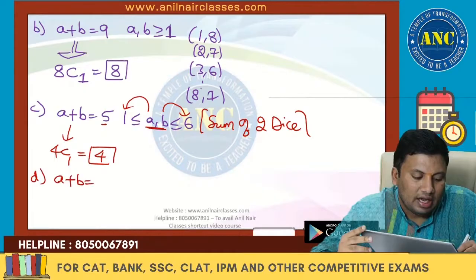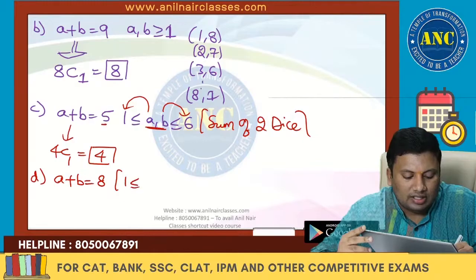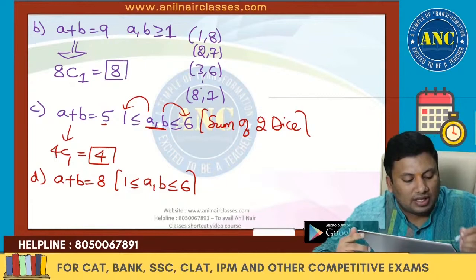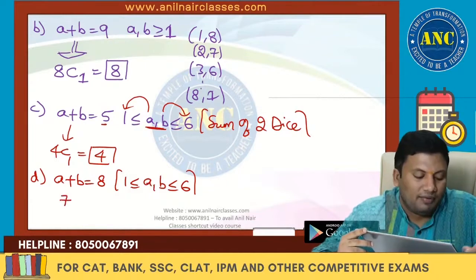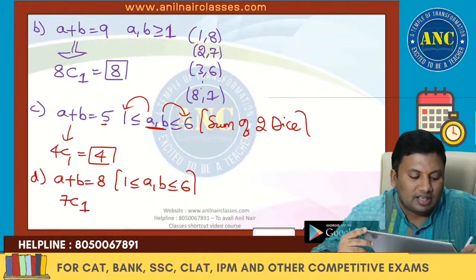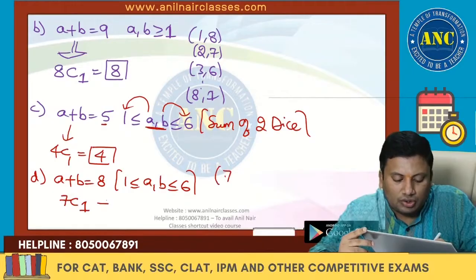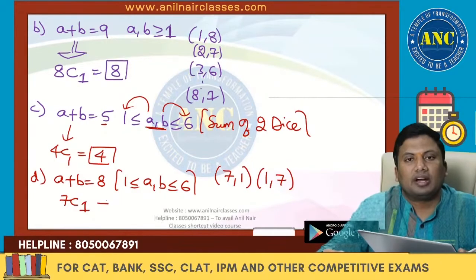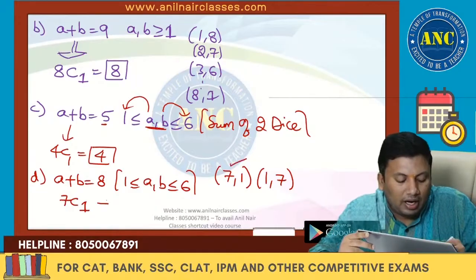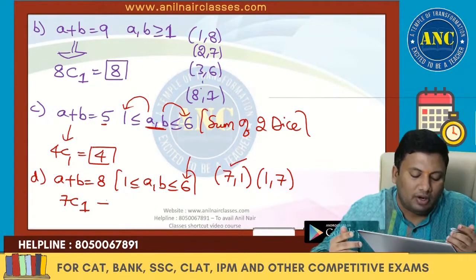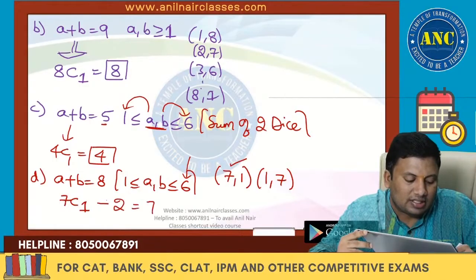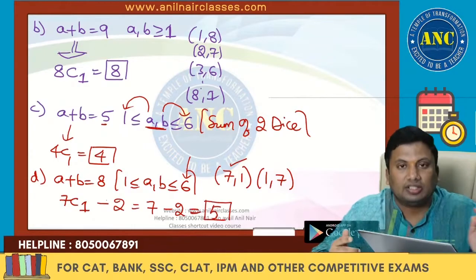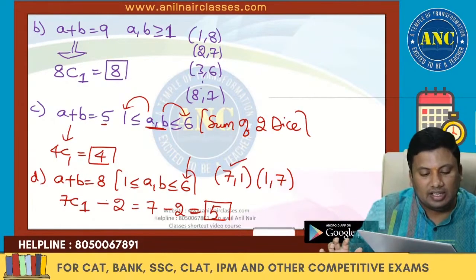Suppose it is A plus B equivalent to 8, where 1 is less than or equivalent to A, B, which is less than or equivalent to 6. If 8 balls are present in a line, there are 7 gaps. So select any one, 7C1. But in that 7C1, there are 2 cases which are not possible: 7 comma 1 and 1 comma 7. The upper limit of the variable is 6. It cannot be beyond 6. So these 2 cases are eliminated. 7 minus 2, the answer is nothing but 5. I hope the idea is clear.